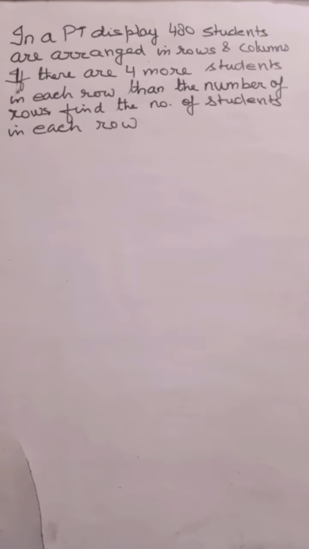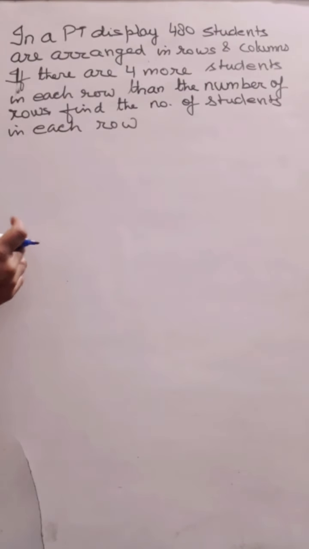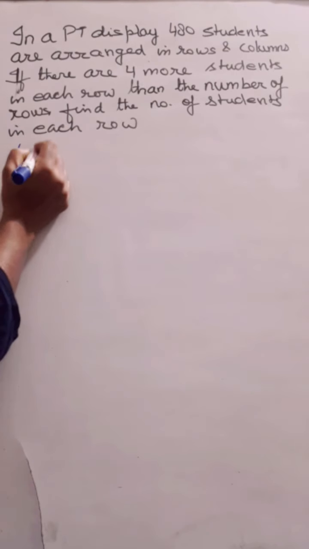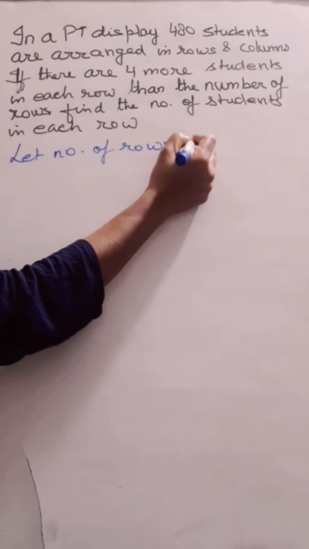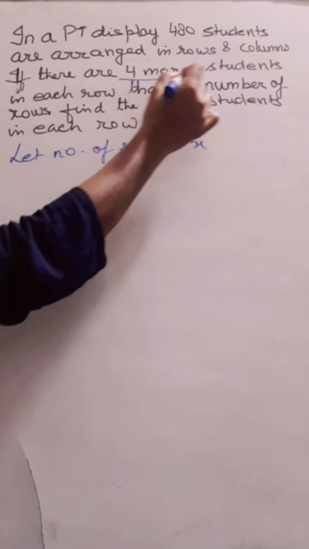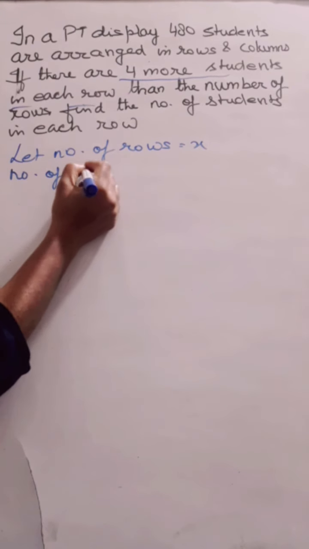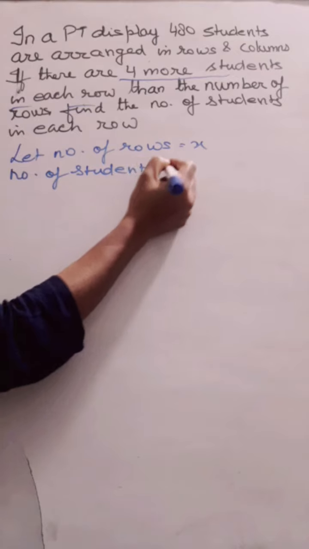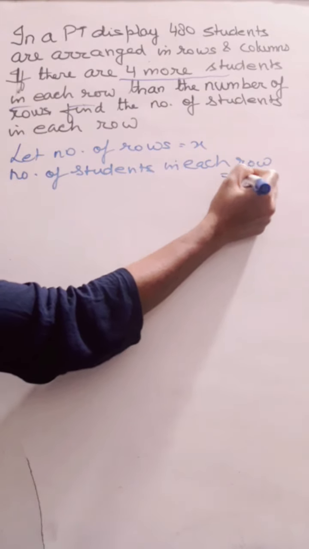Now here we have a question. In a PT display, 480 students are arranged in rows and columns. If there are 4 more students in each row than the number of rows, then we need to find out the number of students in each row. So we can take, let the number of rows equal x. If the number of rows is x and here it is given 4 more students in each row, so the number of students in each row will be x plus 4.